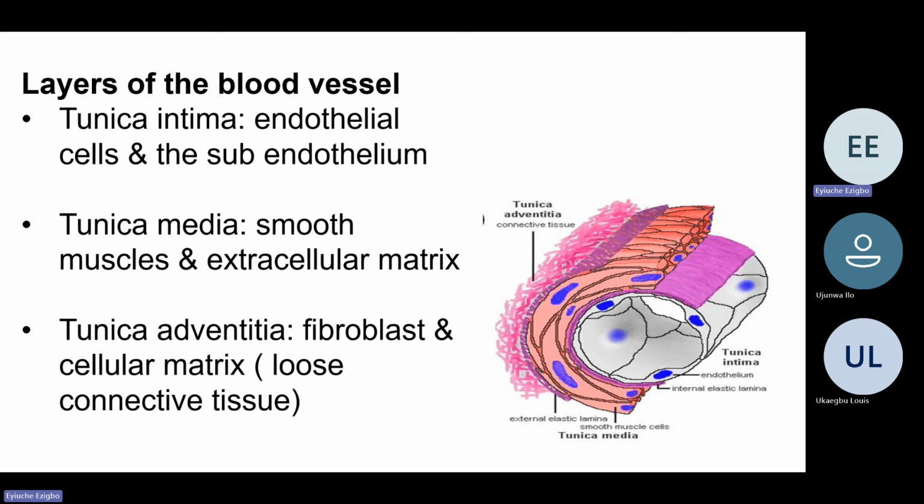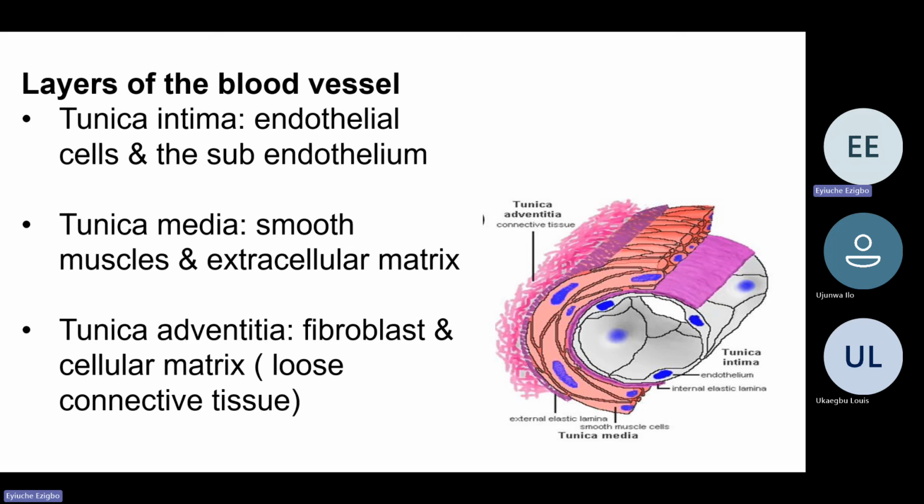The adventitia, the outermost layer of the blood vessel, is composed of collagen fibers and fibroblasts. The fibroblasts protect the blood vessels and anchor them to the surrounding structures. So this is the structure of the blood vessel wall.